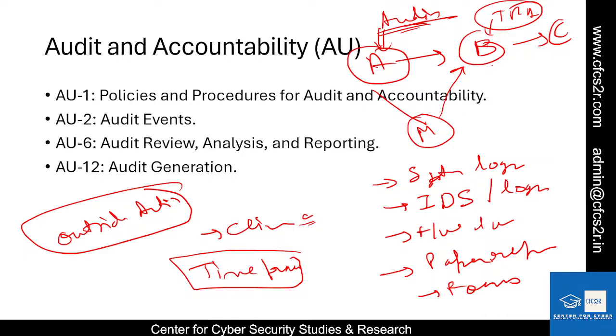Otherwise, what's happening most of the time? B is hiring M and paying him something like $20,000 for the audit. If B is paying M, then there is a chance that M is not going to disclose a lot of issues with B. But if A is paying M, then definitely M will be finding a lot of vulnerabilities and issues with B. So these are the important points that audit and accountability should take care of in supply chain risk management.